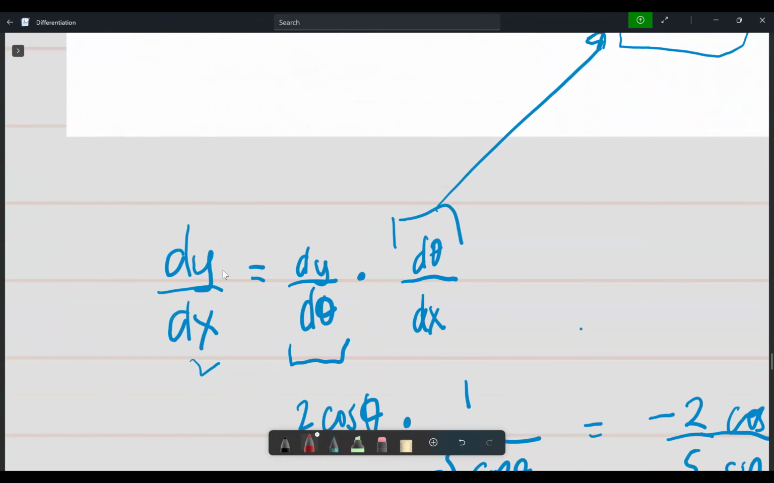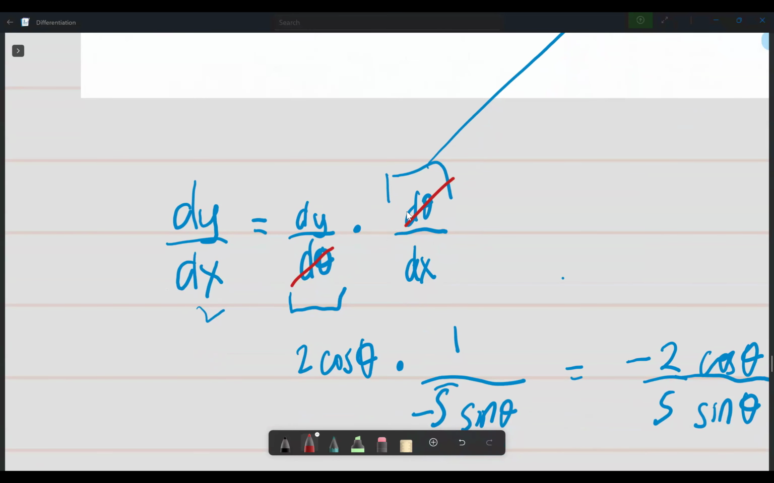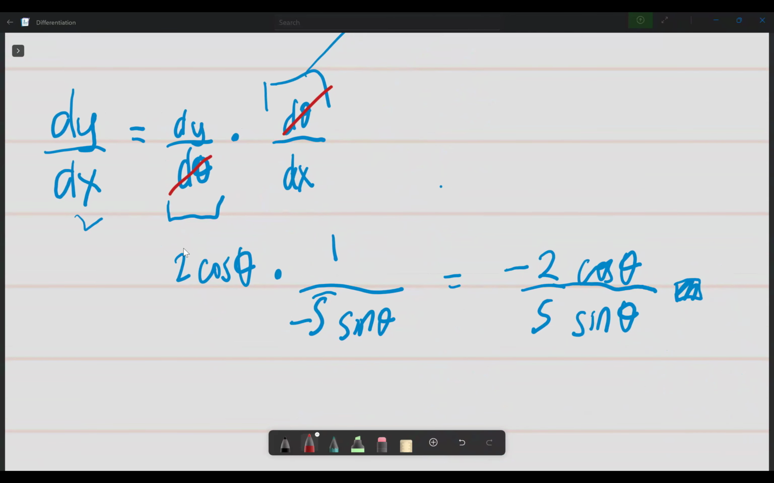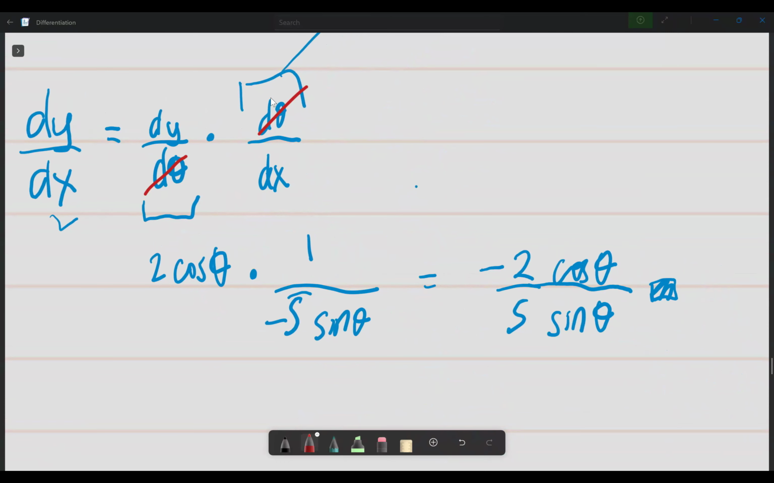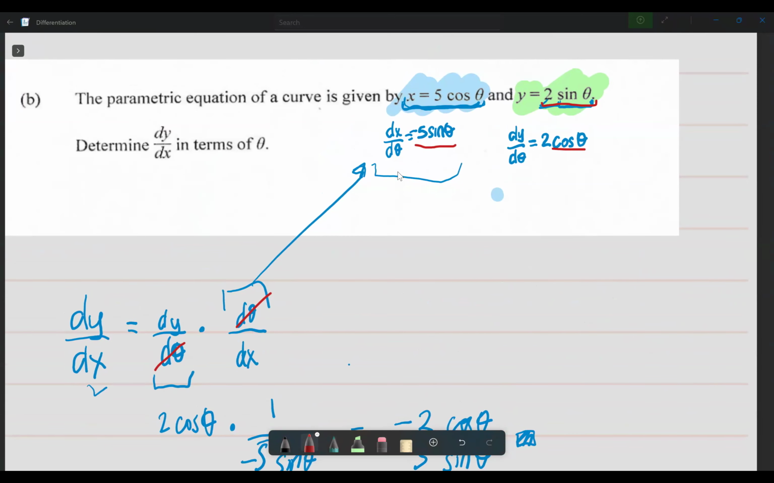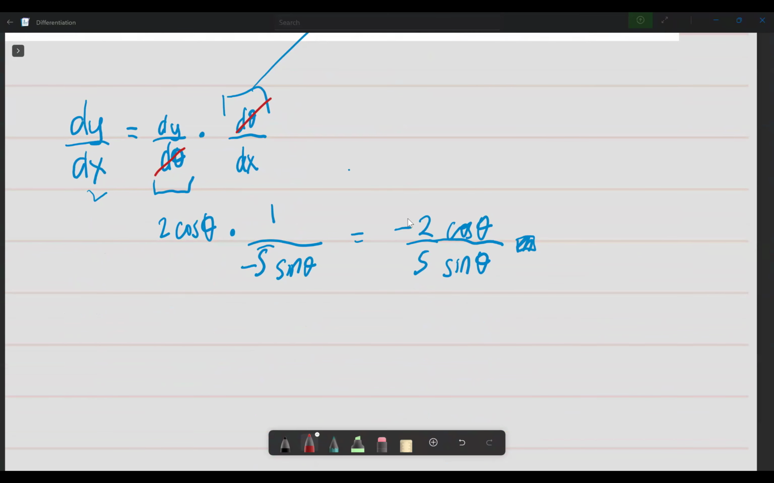Now we have two things. Remember the chain rule then, right? We want dy over dx. We're going to have dy over d theta, because this cancels this. Realize that the d thetas cancel each other. And so we have dy d theta is 2 times cosine theta multiplied by d theta over dx. Remember, we found dx over d theta, but we want the reciprocal of that. So we're going to say 1 over negative 5 sine theta. Now we have negative 2 over 5 cosine over sine.